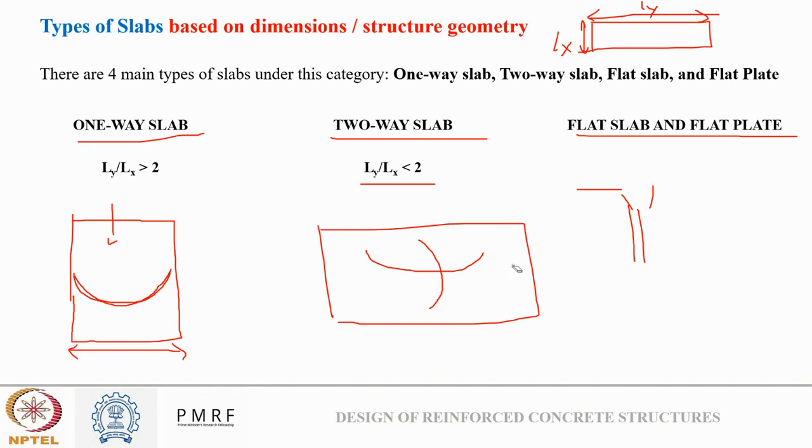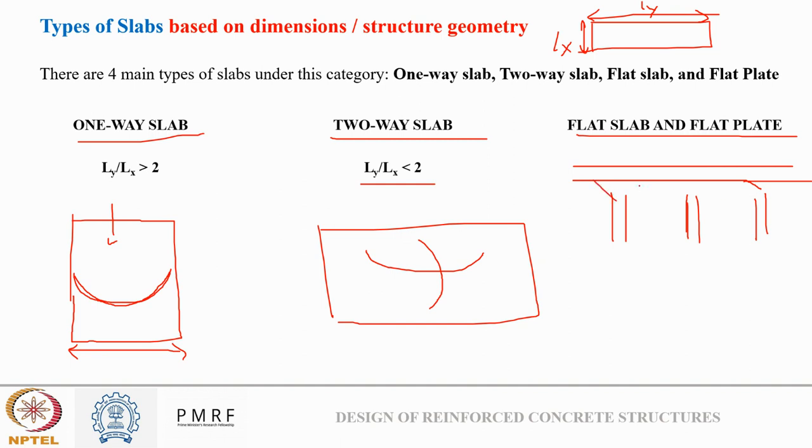So if I try to draw that, this is my flat slab running over the top, and these are my columns. There is no beam in between; it is directly supported by the column. Near the column it will have some extended portion of base. So these are flat slabs, and a flat plate is something which is directly resting on the column with no extended base. These are generally minor categories. We will look into the design of these in some later week of NPTEL.